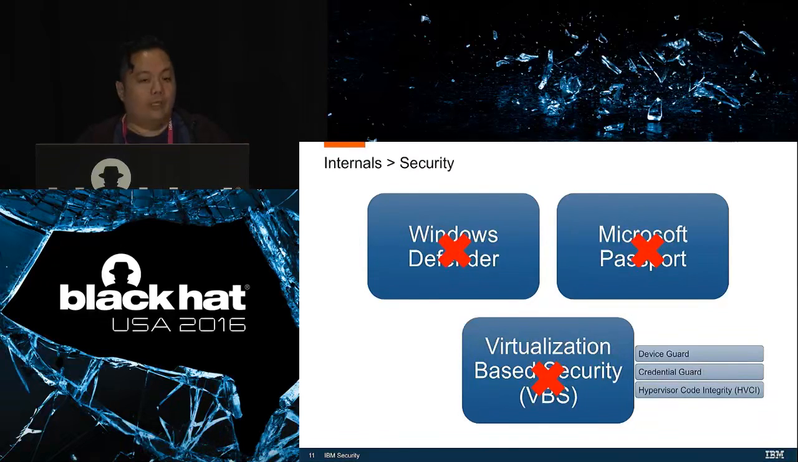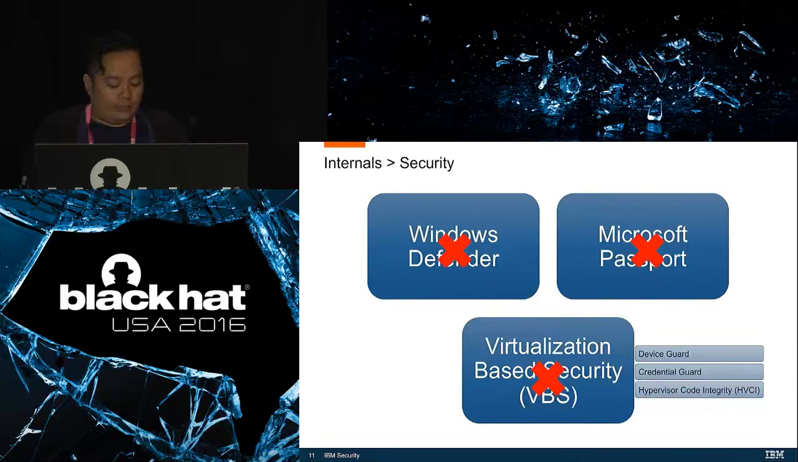There's no Windows Defender in Windows 10 IoT Core, and Microsoft Passport is also not implemented. And the security features that are built on top of virtualization-based security, or VBS, such as Credential Guard, Device Guard, and Hypervisor Code Integrity, are also not supported.